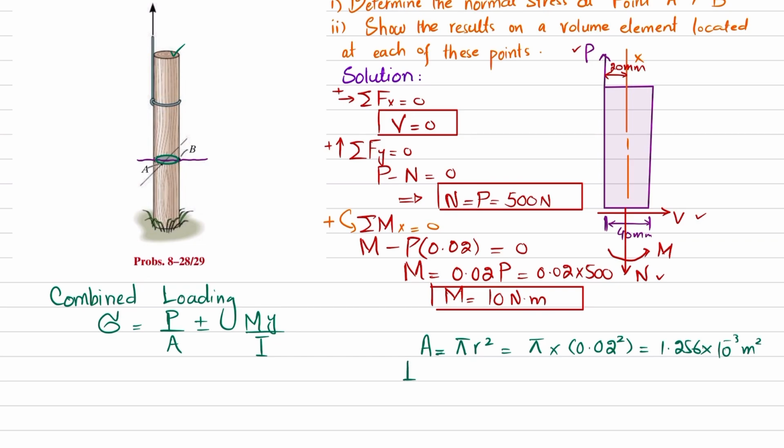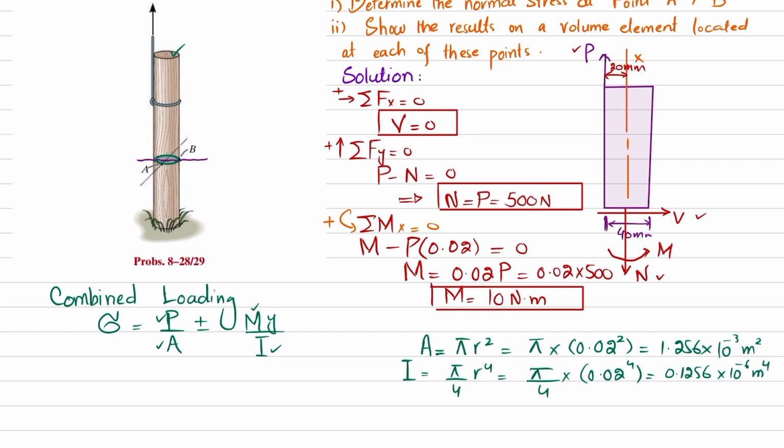Now I for this circular cross section is equal to pi by 4 r power 4. So pi divided by 4 multiplied by r, which is 0.02, and its power 4, and when you calculate it, it will be equal to 0.1256 into 10 raised to power minus 6 meter power 4. Now you have A, you have I, you have P, you have M.